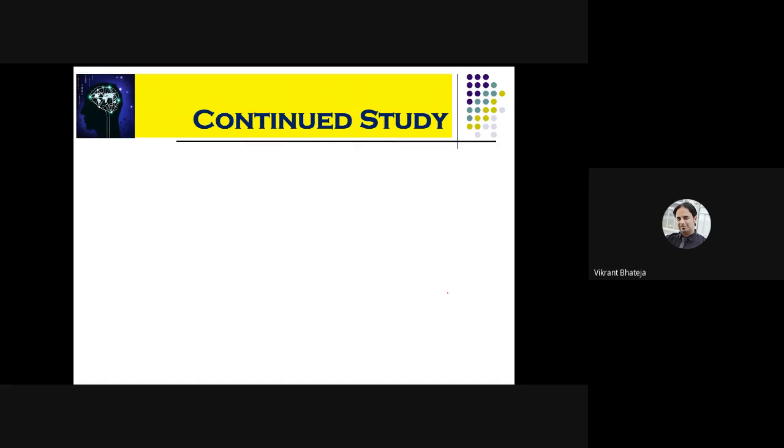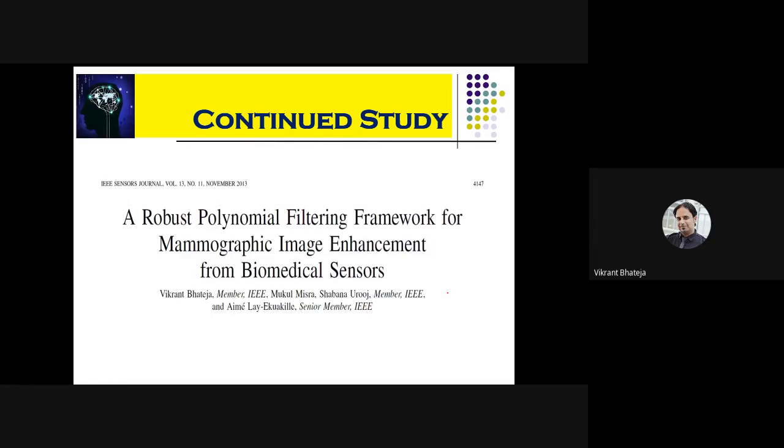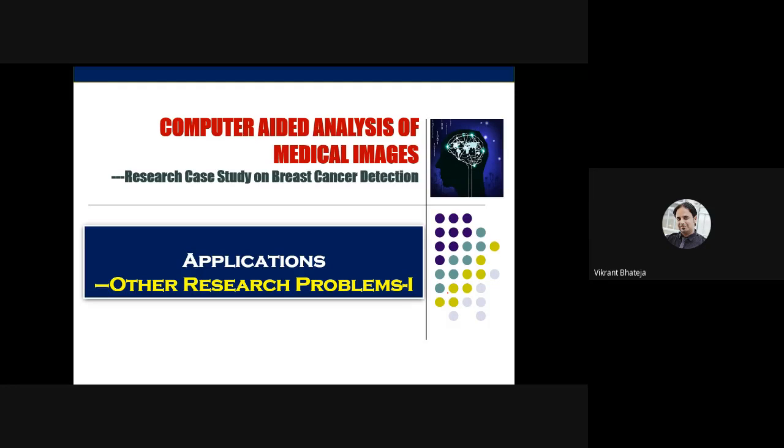Now for continued study, this particular paper of mine is a robust polynomial filtering framework for mammographic enhancement. This paper has been published in an IEEE journal, and if a more continued study on this subject is required, this paper can be further studied for more advancement. Here we have just developed this function and seen that it has given us a very good response on medical images.